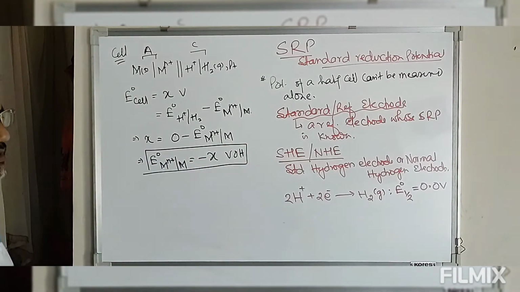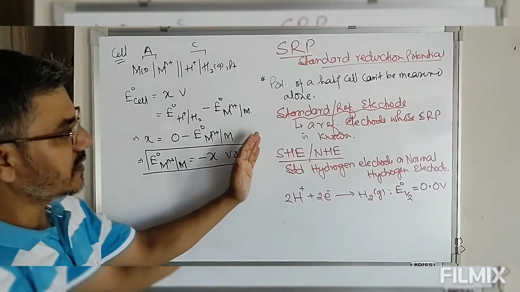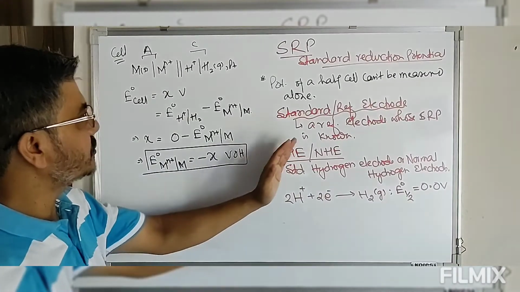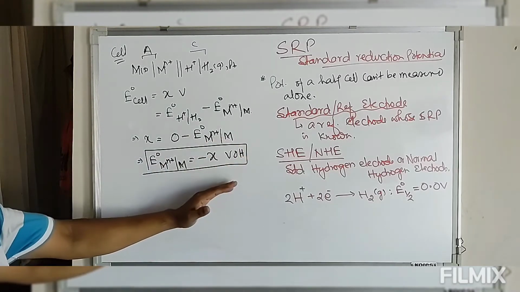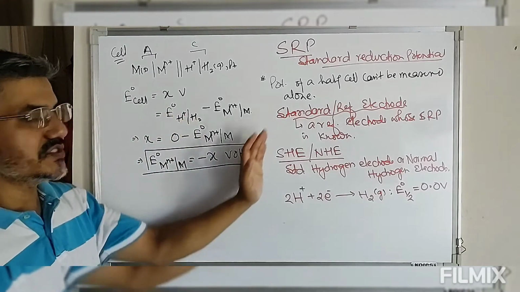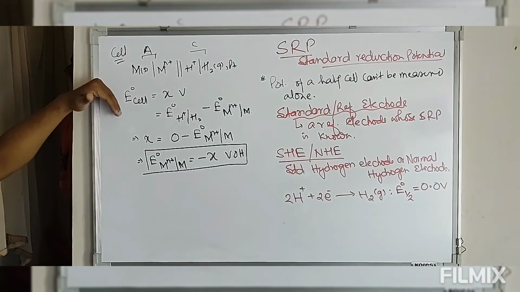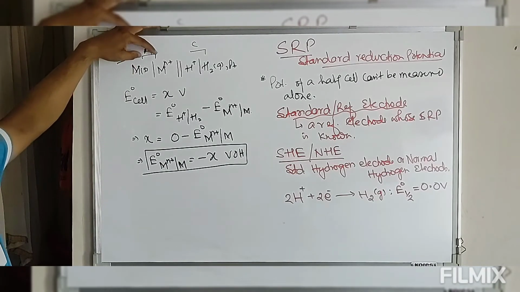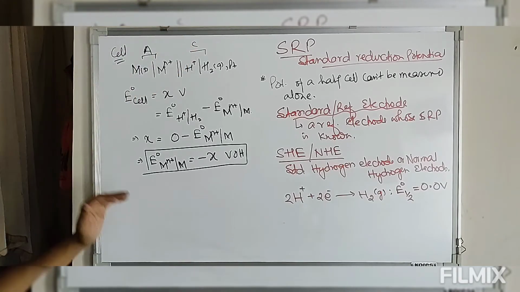So this is how we define the reduction potential of any unknown electrode by combining it with the standard hydrogen electrode, or SHE. To measure the potential of any unknown electrode, it should be combined with the SHE. By combining with the SHE, the developing potential will always be equal to the potential of the unknown electrode whose value is to be defined. So this is the meaning of a standard or reference electrode.